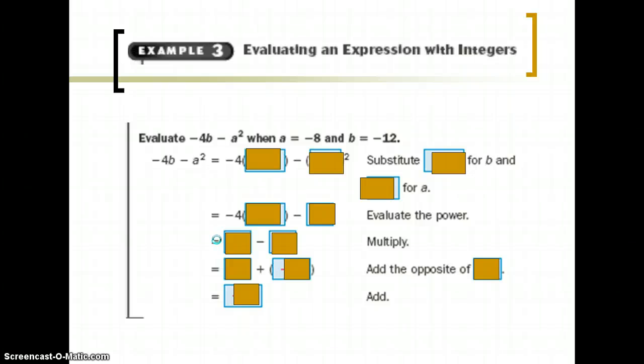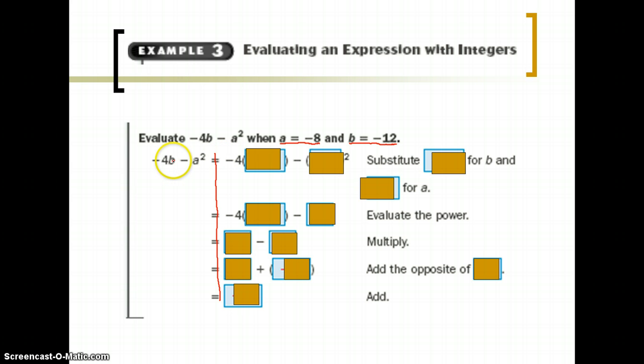Evaluating an expression with integers, for example 3. Evaluate or solve negative 4 times b minus a squared when you know a equals negative 8 and b equals negative 12. Okay, let's separate the problem. This is the problem. The work is on the right.